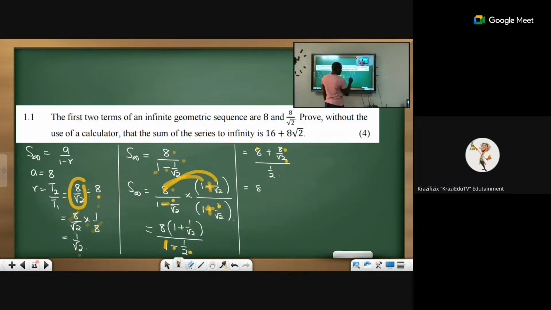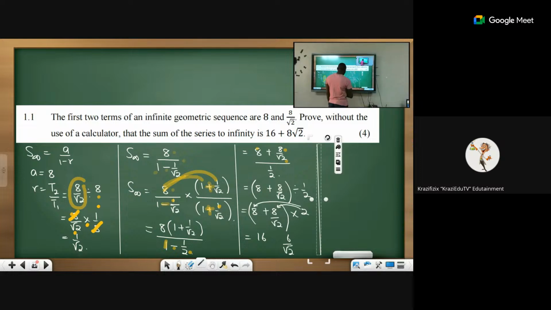So I wrote it as 8 over root 2 divided by 1 over 2. 8 plus 8 over root 2, everything multiplied by 2. So if we multiply in, what are we going to get? 16 plus 16 root 2. But I cannot leave it, it's not the same. What do I do now? I rationalize, which I could have done from the beginning. Oh, this examiner is very clever, trying to see if you remember how to deal with surds.